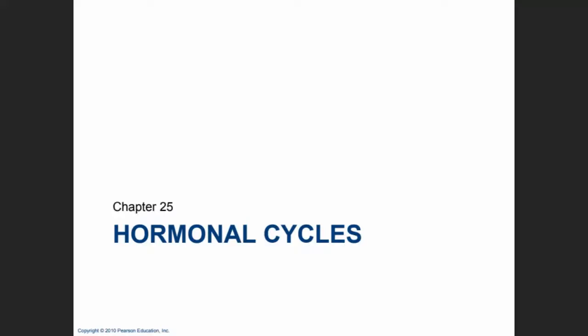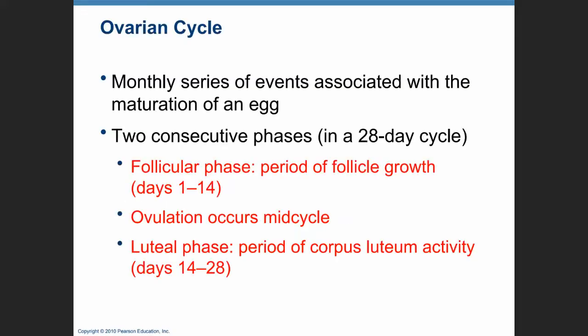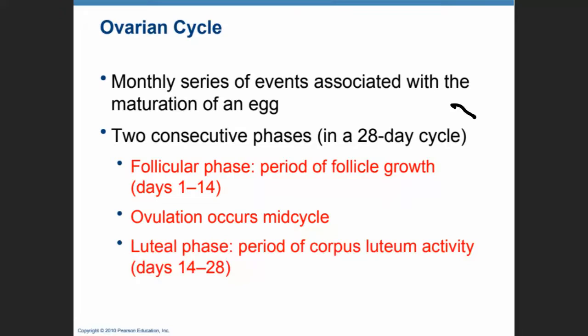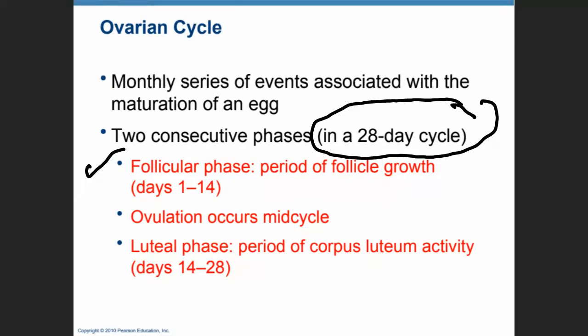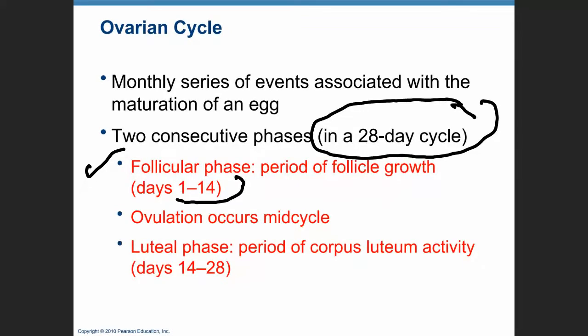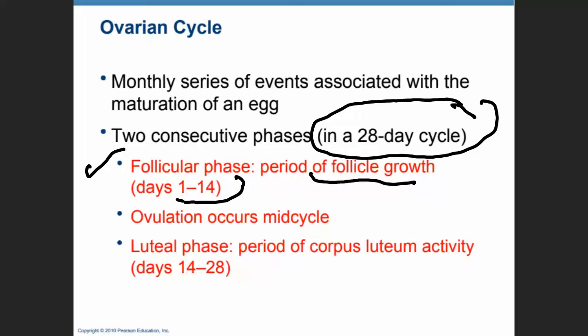Okay, we're going to look at the hormonal cycles in the female. Hormonal cycles are a series of hormonal events that happen monthly after puberty, and these are associated with the maturation of the egg in the ovaries. There are two phases, though you could even argue three phases, that last 28-day cycles. The follicular phase happens between days 1 and 14, which is the period of follicular growth, thanks to the actions of FSH, follicle stimulating hormone.